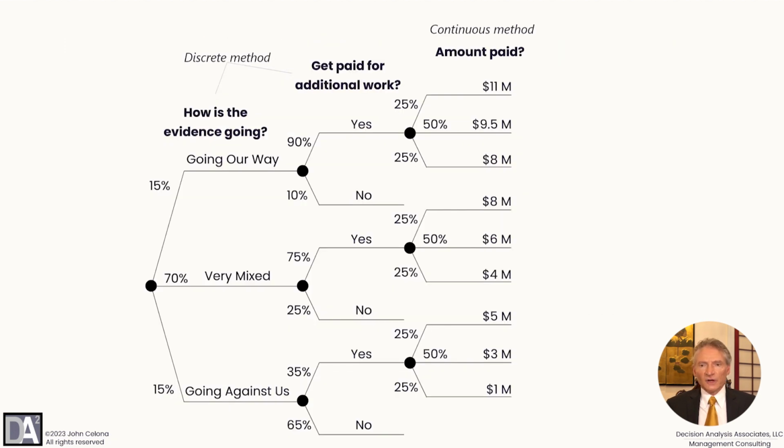Now, just reviewing what we came up with in the last video, here's how we thought how the evidence was going might drive our case. And we expressed that in terms of conditional probabilities. So the odds for getting paid for additional work are conditional on how the evidence is going, and so is the outcome for how much you might get paid conditional on how the evidence is going. These are what's called conditional probability distributions.